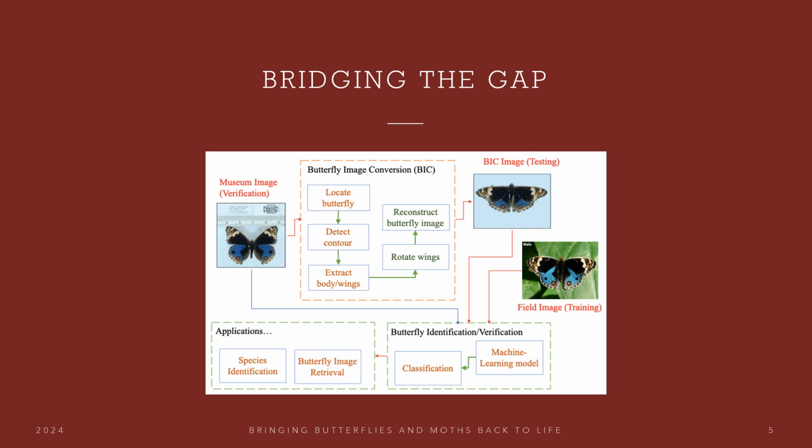The butterfly image conversion algorithm was conceived to break down the process into steps to inform the programming. The resulting image would then be tested against a machine learning model that is trained on iNaturalist images and labels.